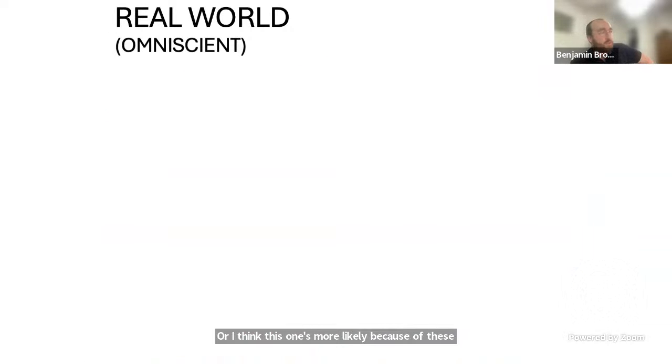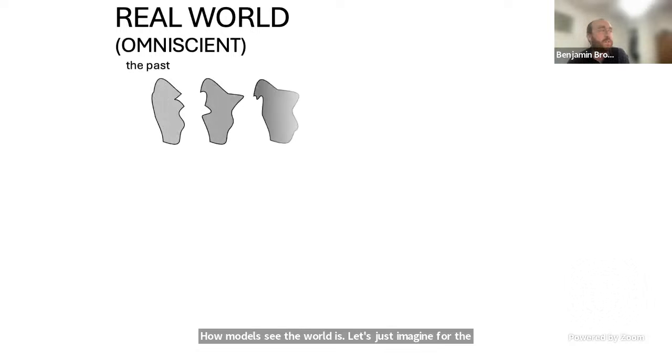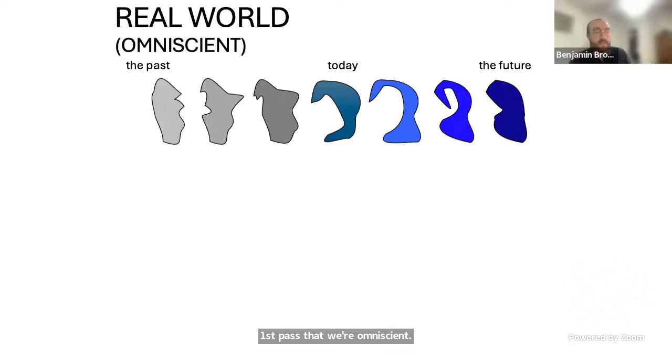One more kind of excursion into this to understand how models see the world is, let's just imagine for the first pass that we're omniscient and we have a really good idea of the real world. We have an idea of it today. This is our kind of view of the world today. We know its past and we know its future because we're perfectly omniscient.